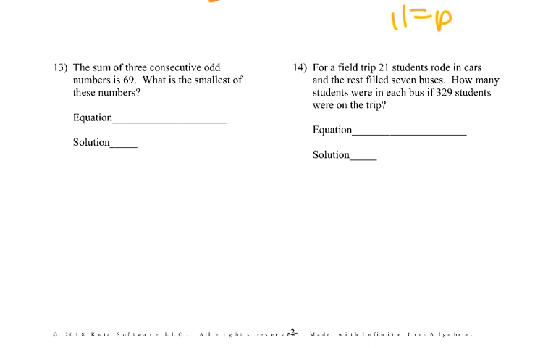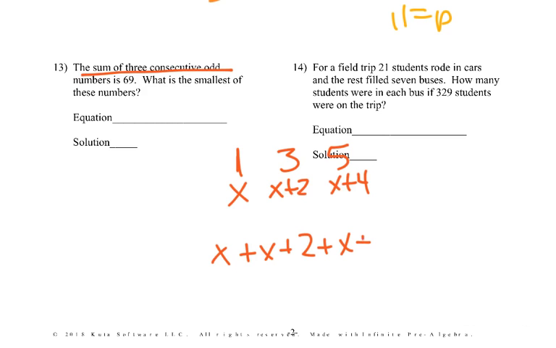Okay, 13. The sum of 3 consecutive odd numbers is 69. What is the smallest of these numbers? Okay, so the way to think about this is we have our smallest number, x. They're consecutive odd numbers. So if that's like 1, the next one would be 3, then 5. So if x were 1, x plus 2 would be 3, and x plus 4 would be 5. Okay, so they're the sum, so we add them all together, and that's going to equal 69.